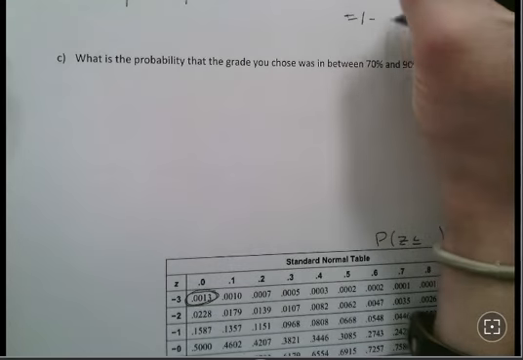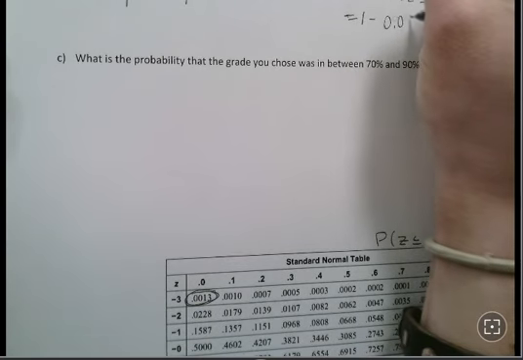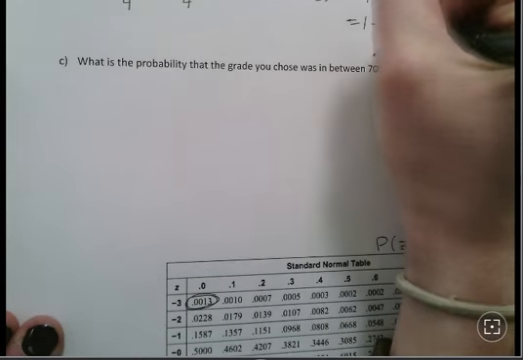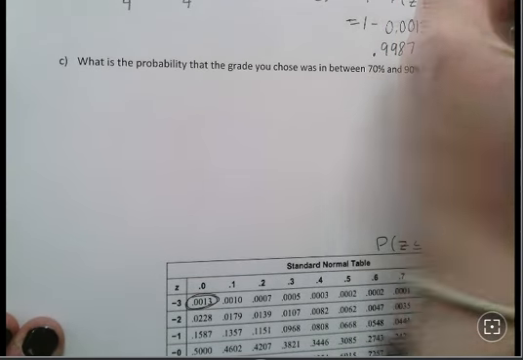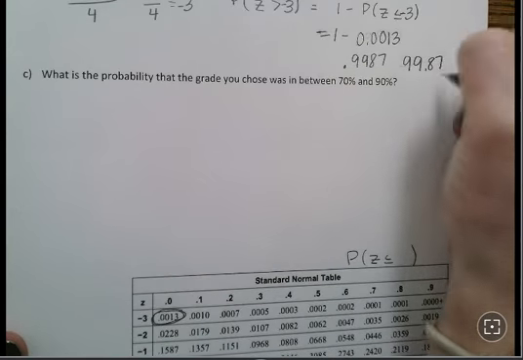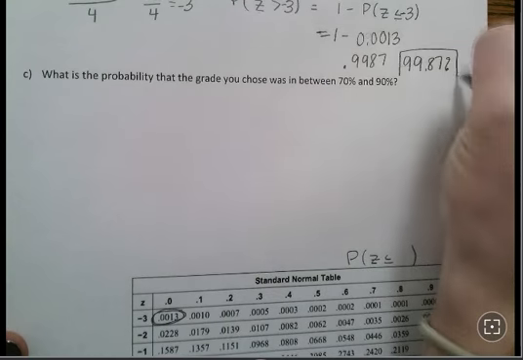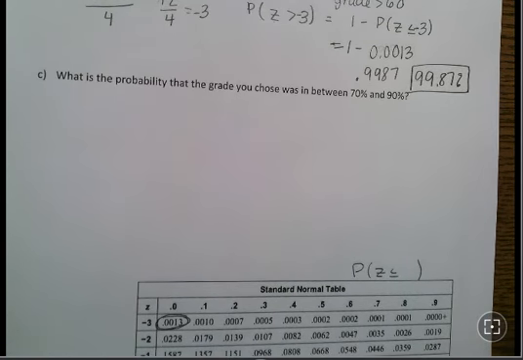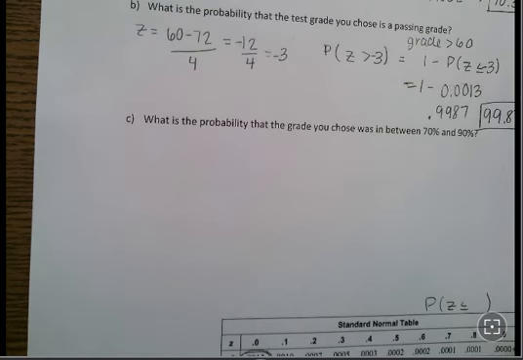So 1 minus 0.0013. And when we plug that into the calculator, 1 minus 0.0013 is 0.9987, which means that there's a 99.87% chance that the test we choose is a passing grade, which is really good. That means hardly anybody failed, which is great. It's always those pesky little negatives that get me. All right.